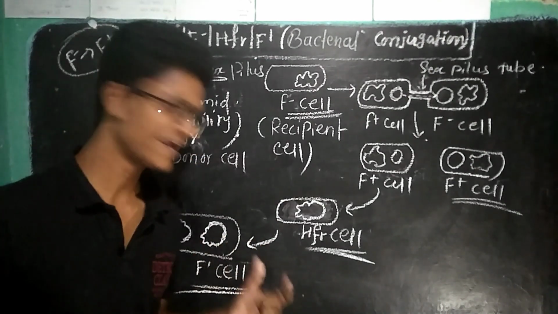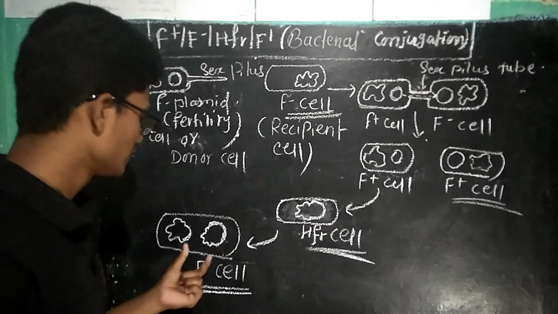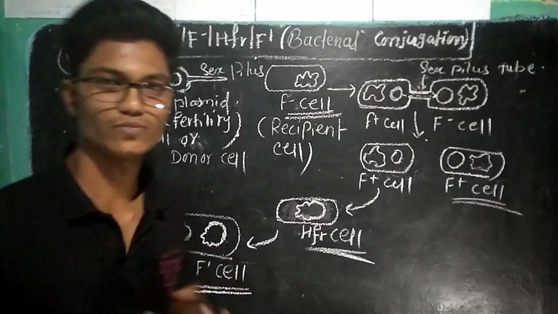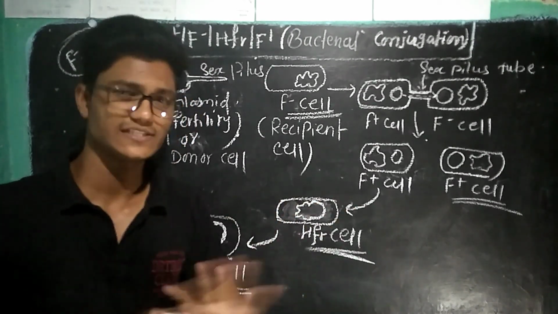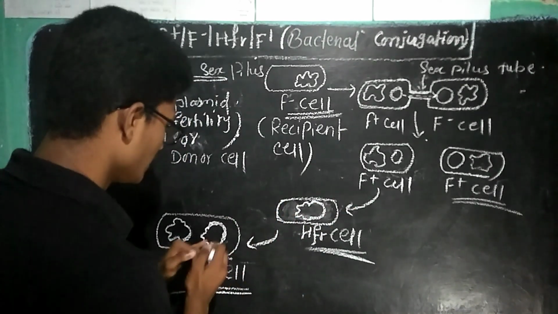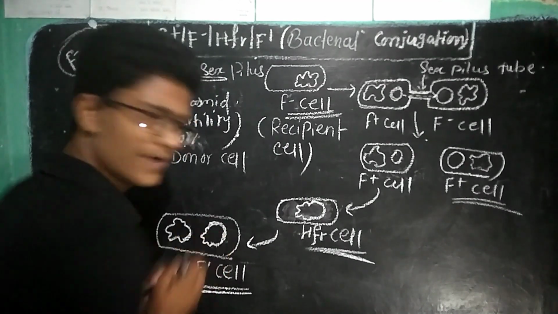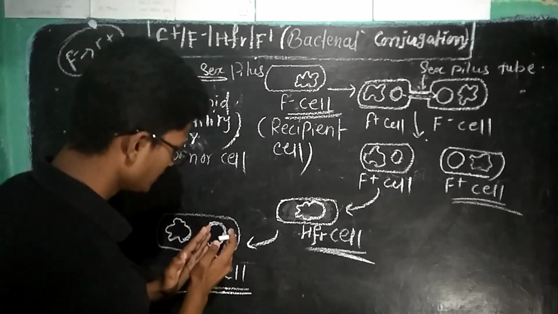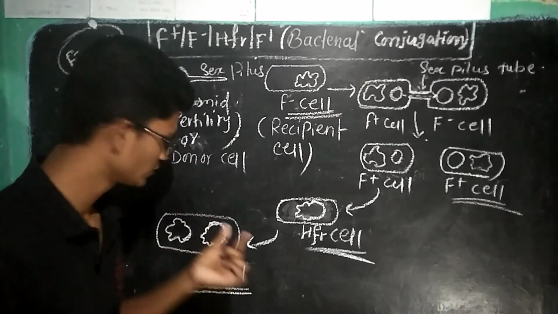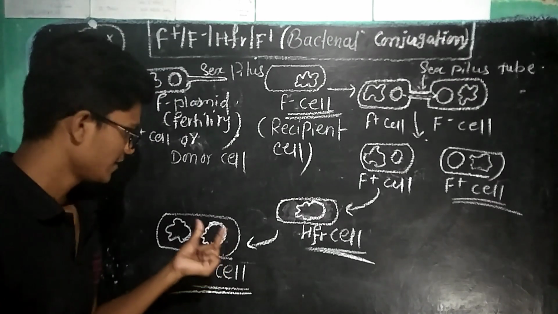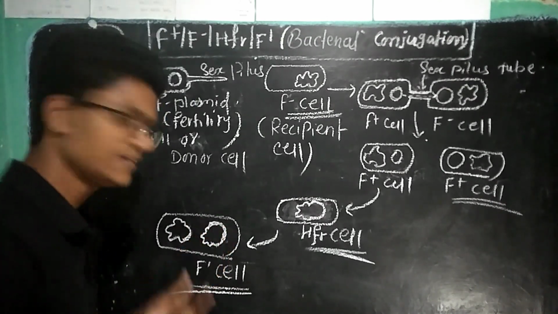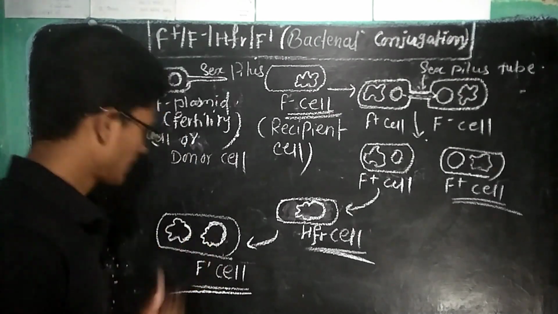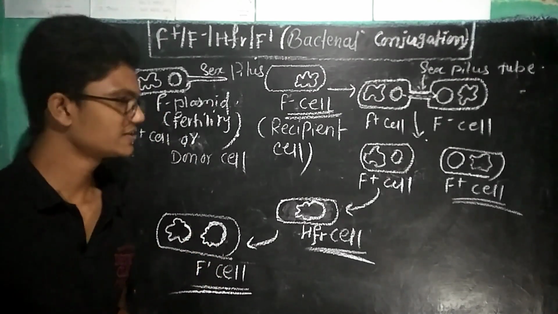We can compare it with the F plus cell, because we know that in the F plus cell the plasmid and bacterial chromosome are both present individually, separately. But here, there is no plasmid as a single, neither chromosome as a single. The plasmid is forming the complex. Some part of the chromosome is joined with the large part of the plasmid, and the bacterial chromosome is also joined with some part of the plasmid. So this is known as an F prime cell.